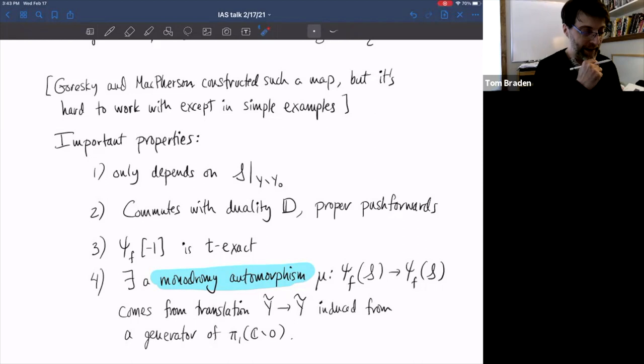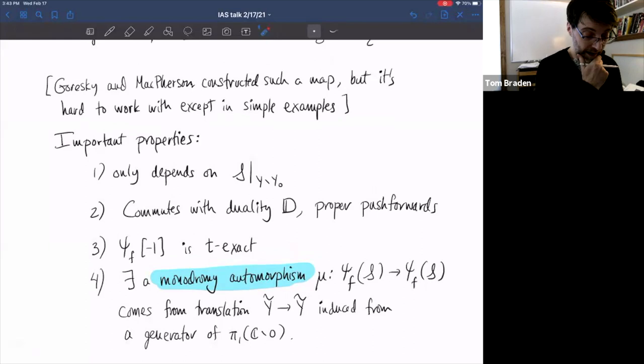But the important formal properties: first of all, as I said, it doesn't matter what happens at Y0 when you take nearby cycles, because you've just gotten rid of it when you pull back to this Y tilde. It's going to commute with duality and proper push forwards. A very unexpected property that's very deep is that, up to a shift, it's t-exact. So it sends perverse sheaves to perverse sheaves. And the shift is just because the dimension of your space is changing. You're going from Y down to Y0, so you have to take a shift to preserve perversity.